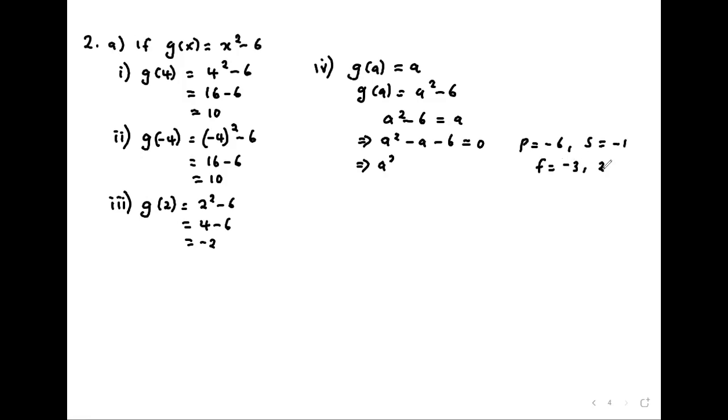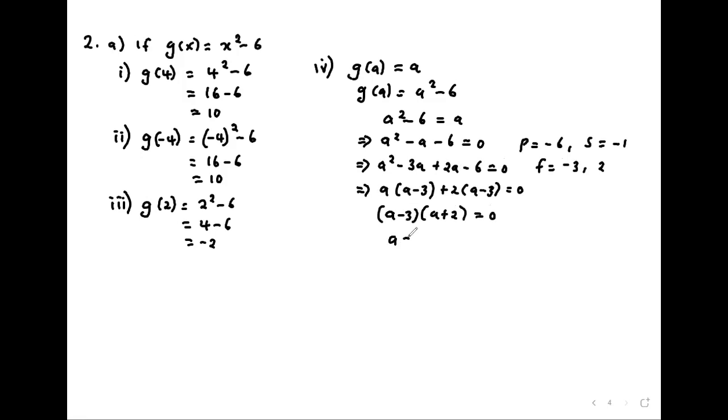So that we have A squared minus 3A plus 2A minus 6 is 0. So that we get A times A minus 3 plus 2 times A minus 3 is equal to 0. So A minus 3 multiplied by A plus 2 is equal to 0. A is equal to 3 or A is equal to negative 2. So these are the possible values of A for which the condition asked in the question is satisfied.